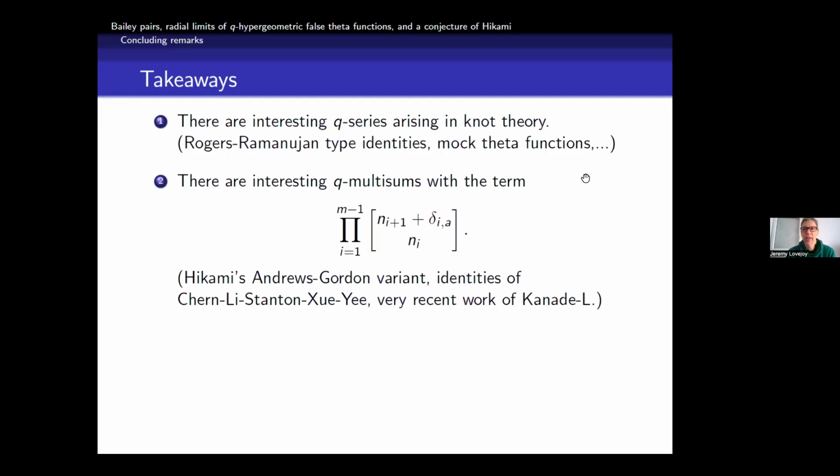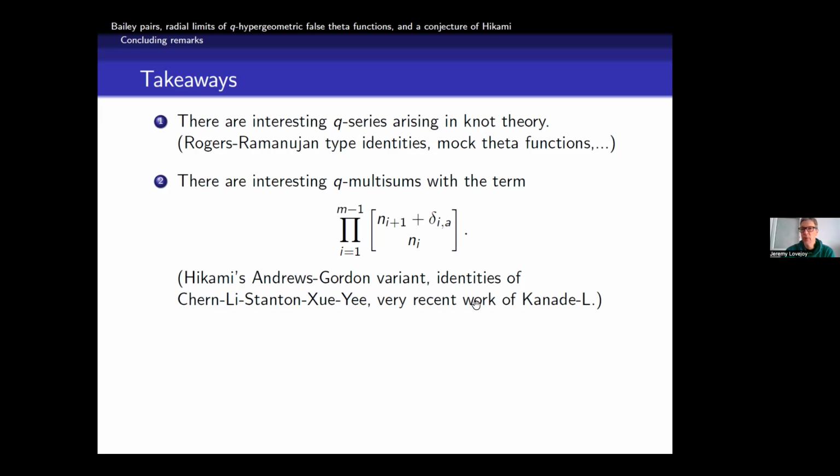The second point I want to make is there are interesting q-multisums with this term. Maybe you're not used to seeing things like this. Hikami constructed his functions using this product of q-binomial coefficients. And this thing actually comes up quite often. Hikami proved what he calls an Andrews-Gordon variant, a variant of the Andrews-Gordon identities that contains exactly this product. There are also some recent identities of Chern, Lee, Stanton, Zhu, and Yi, really nice identities inspired by their work on certain algebras, which contain this term.